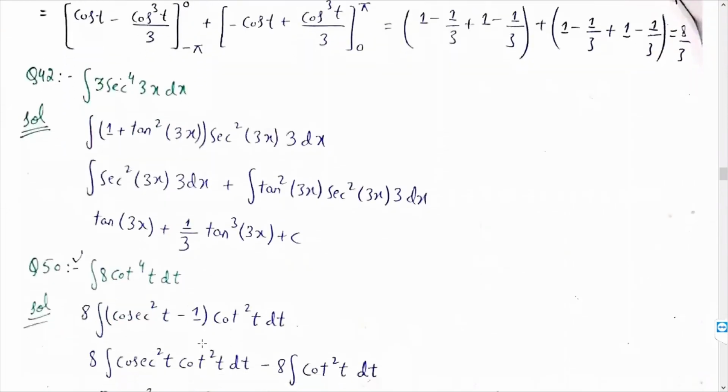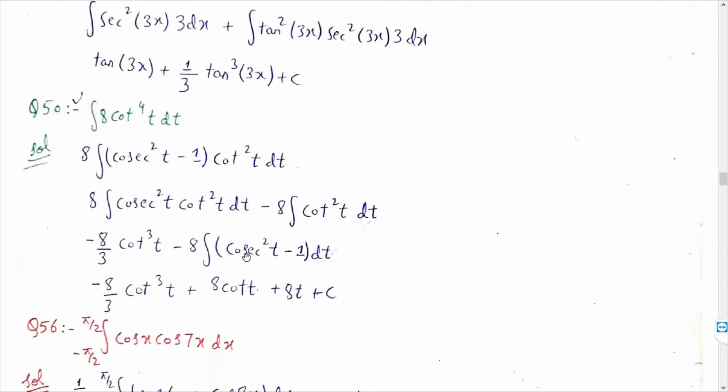Now here we have secant raised to the power 4 3x into dx. We can write it as secant square 3x into secant square 3x. So secant square 3x can be written as 1 plus tan square 3x into secant square 3x into 3. Now multiplying the expression, I get this, and after integrating we get this answer.